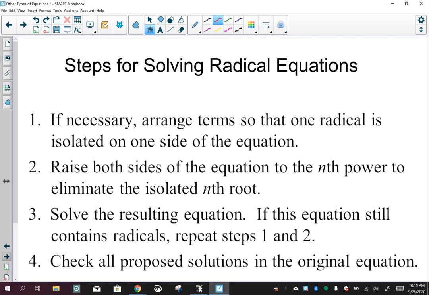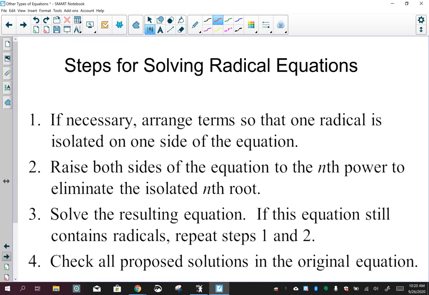So if you have two radicals in the equation, you're going to move one radical to one side and then one radical to the other. Once you do that, then you're going to raise both sides of the equation to the radical that's on the left-hand side. So just always start on the left-hand side. Whatever radical is on that left-hand side, go ahead and raise both sides of the equation to that power.